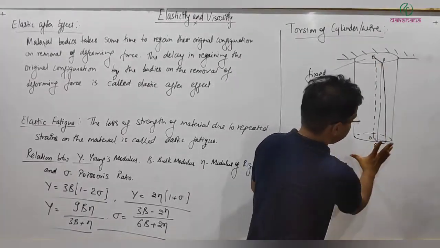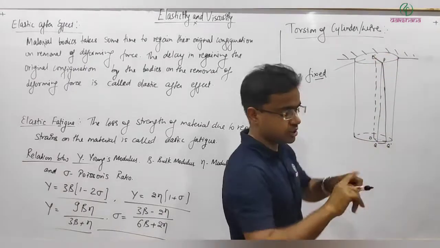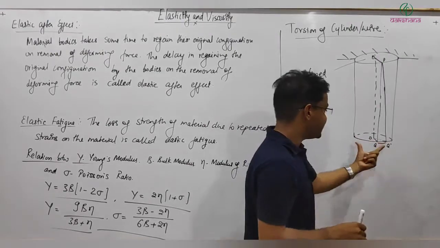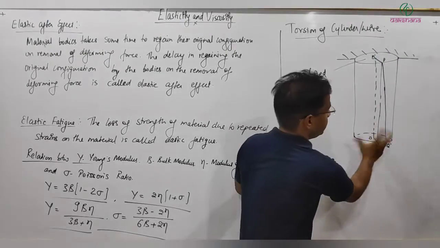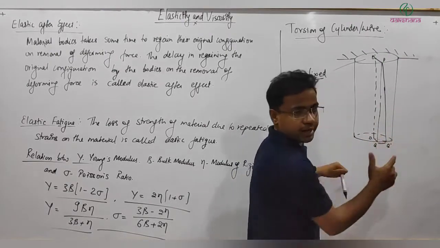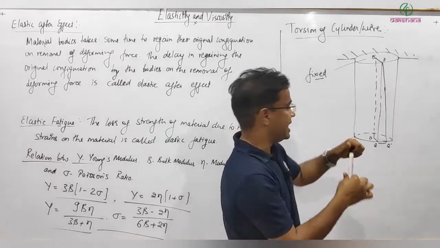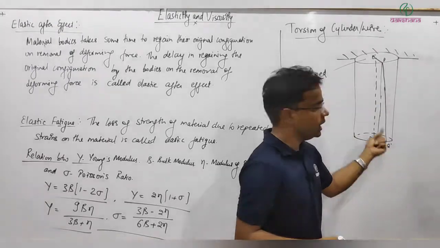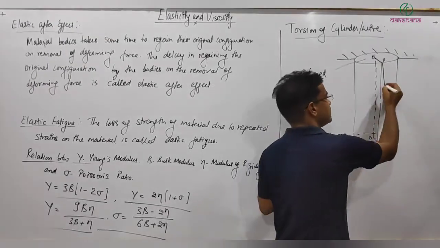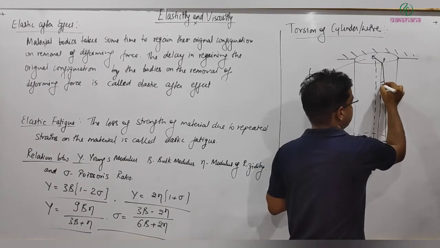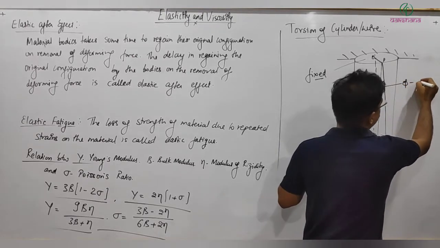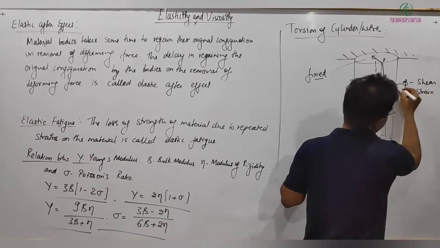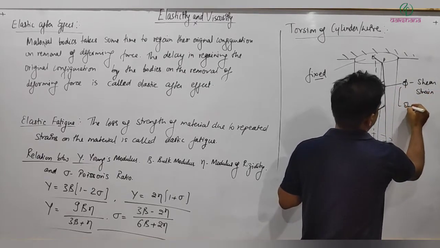Now what I am trying to do is, this upper end is fixed, it's not free to rotate, and on the lower end a couple force, a torque, is applied in this way. So that will try to create some strain or shear strain in this cylinder. So there will be some shear strain. I will write, this shear strain is phi, and this is called the shear angle.